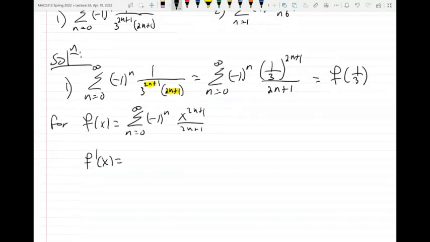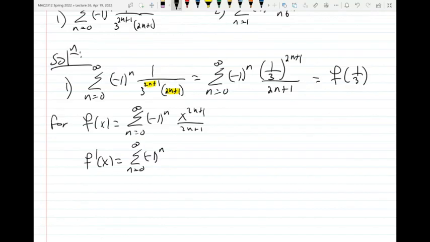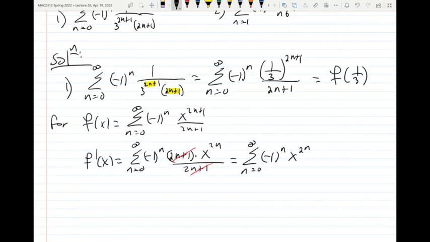the derivative of this is the sum from 0 to infinity of -1 to the n, that would be 2n plus 1 times x to the 2n over 2n plus 1, right? Canceling these things, giving you the sum from 0 to infinity, -1 to the n times x to the 2n. And we can now make this geometric. How do you make this geometric?